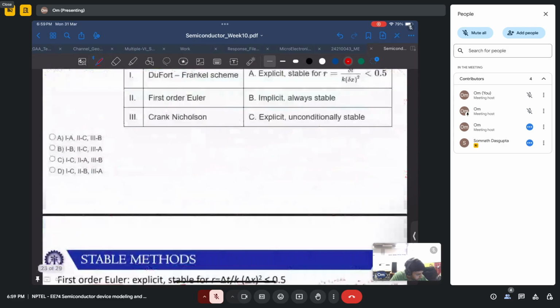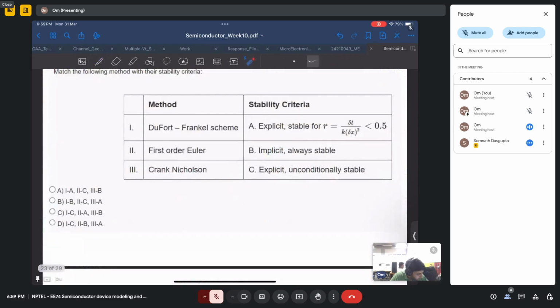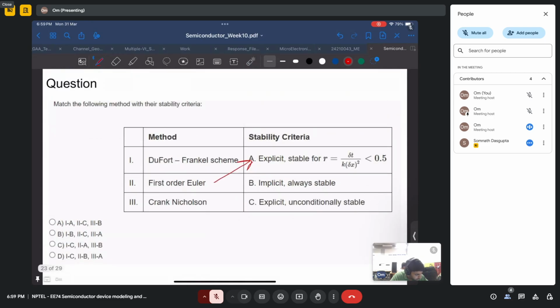Euler's method is explicitly stable for this condition. This one is connected to this. Now we have to match the following.